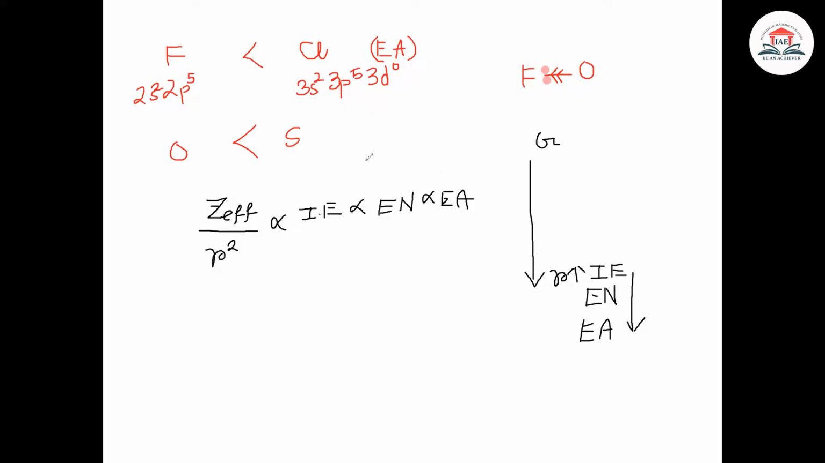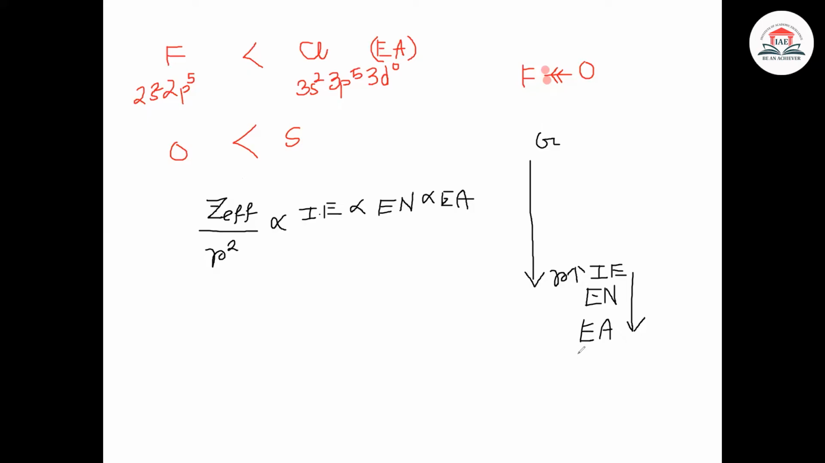Here you can ask one question: in this case, Z effective is also increasing. When we are going from top to bottom, R increases, but Z effective also increases. But the thing is that the effect of the increase of radius is so prominent because you can see that it is in a square term. So the effect of its increment is much greater than the effect of the increment of Z effective. So overall, R square overpowers, and the overall factor Z effective by R square will decrease. And that is why ionization energy decreases, electronegativity also decreases, electron affinity also decreases.